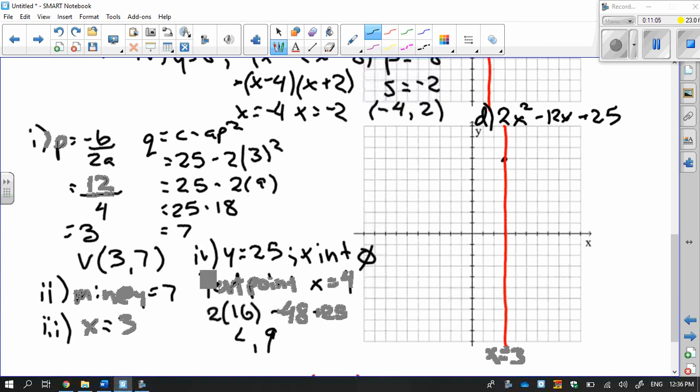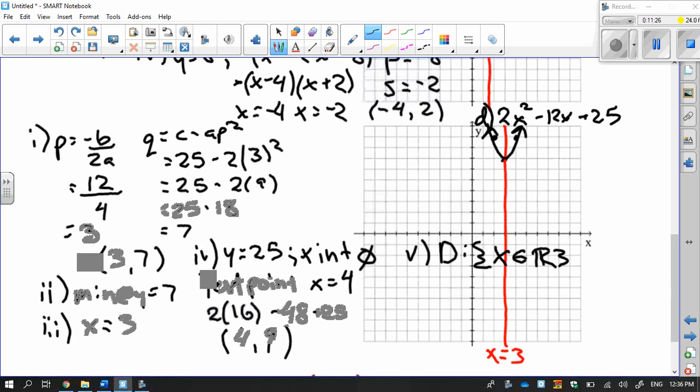Our domain and range. x is an element of the real numbers, and range, y must be greater than or equal to 7, such that y is an element of the real numbers. Case closed.